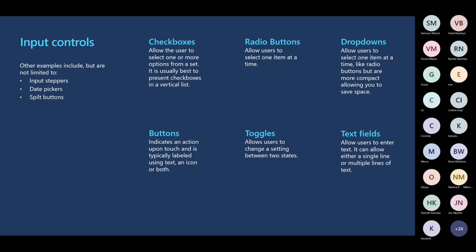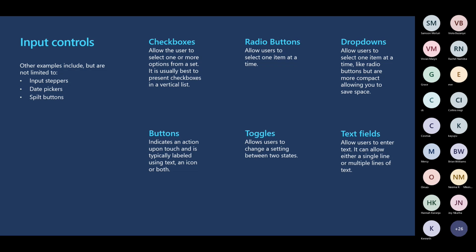Mostly to turn something on or off, just to change the state of an option. And then text fields, those are the ones that you must be very familiar with, where you just enter text. I'll give an example, like a search box is a text field where you can enter text, and it can have either a single line or multiple lines.